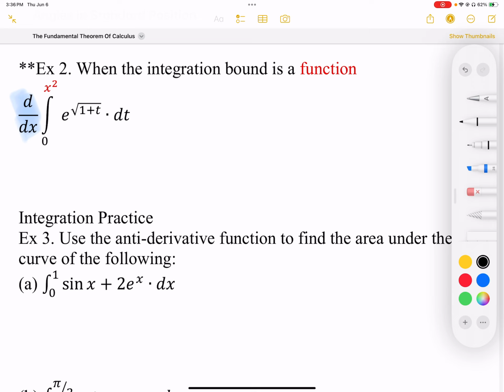So here we have this integral of e to the root 1 plus t. We cannot anti-differentiate this because we have this square root embedded inside the exponential function. We don't have a way to anti-differentiate this. But we do know that an antiderivative does exist. So we know that antiderivative, which we're just going to call big F, exists. And we can evaluate it from 0 to the endpoint x squared.